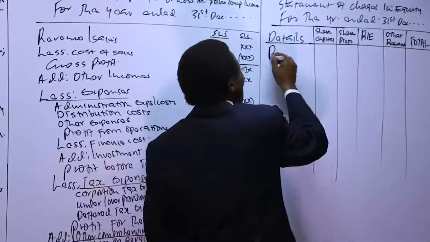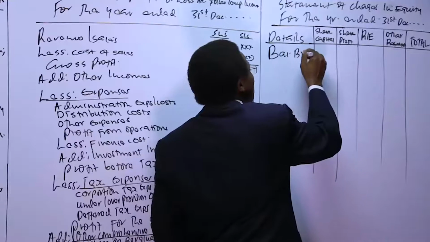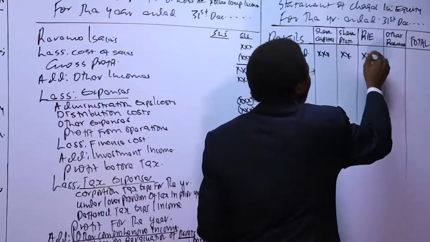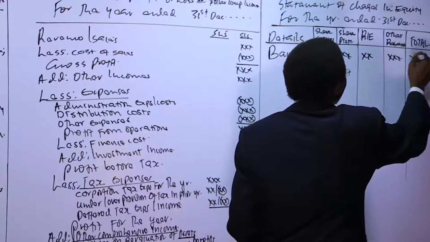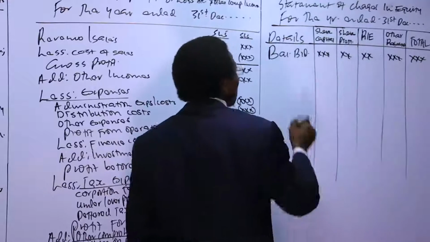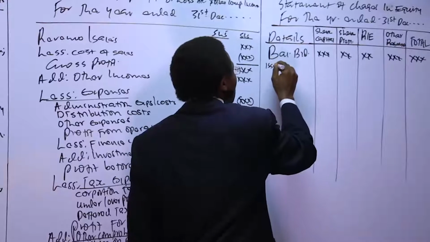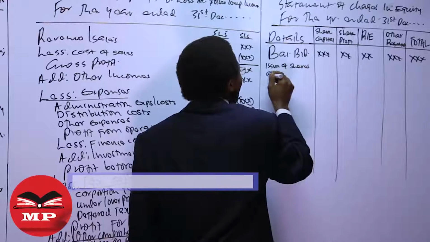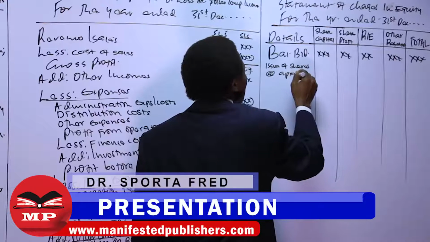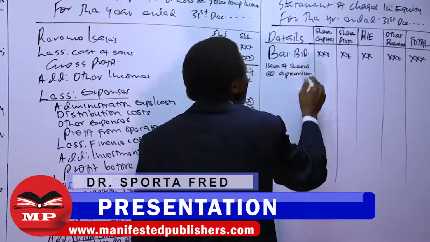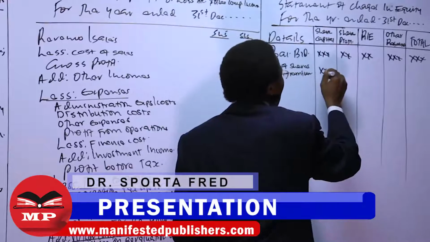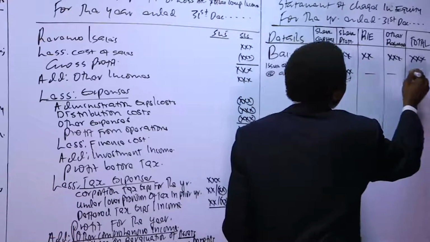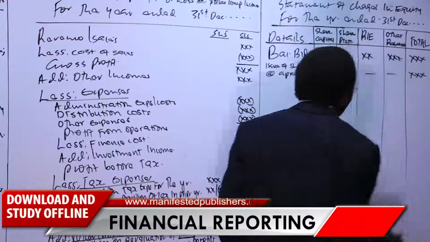We start with the balances brought down at the beginning of the period, and we give the total. We talk about the issue of shares at a premium. If we have issued at a premium, then we are going to recognize the premium here. Then we get the total.